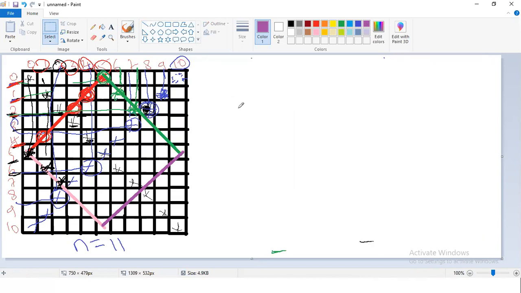So in that purple color line, I have to draw these I and j values. For this star, what's the I value? I value is 5, right? What's the j value? J value is 10.